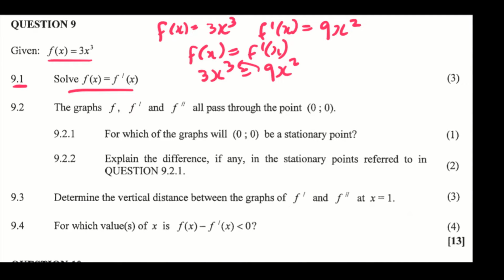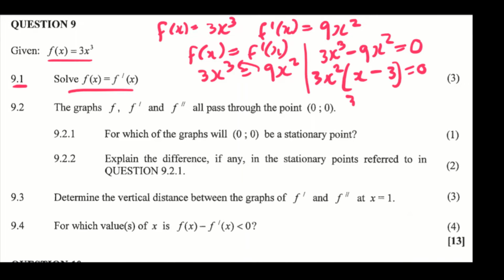You transpose this to the other side, you have 3x cubed minus 9x squared equals 0. Factorize 3x squared into x minus 3 equals 0. So it's 3x squared equals 0, therefore x equals 0, the first solution of x, or x equals 3, the second solution of x, right? So we are done with solving this problem here.